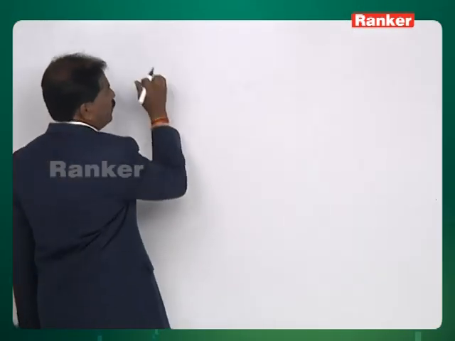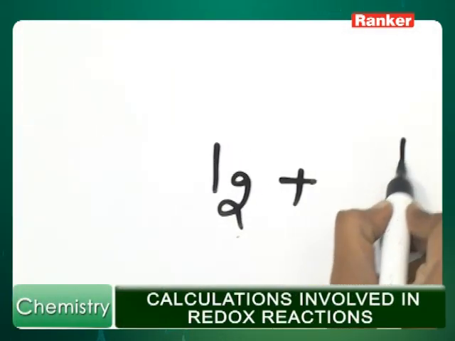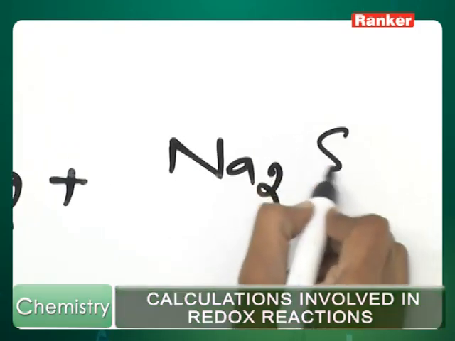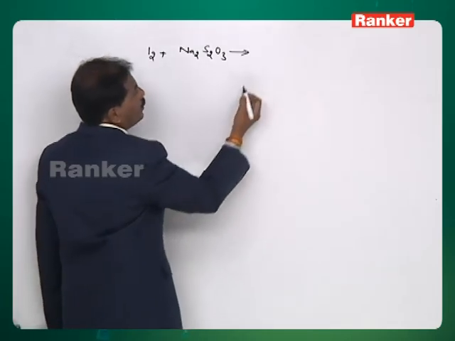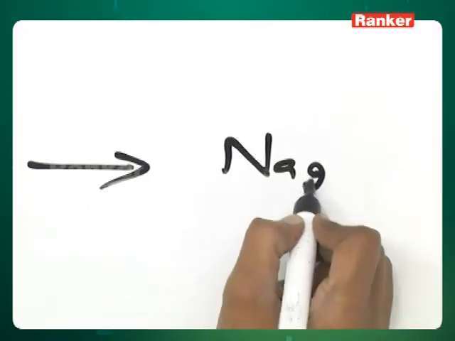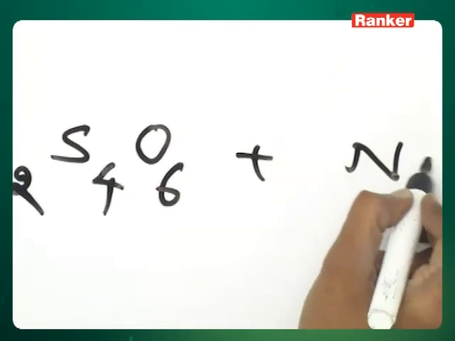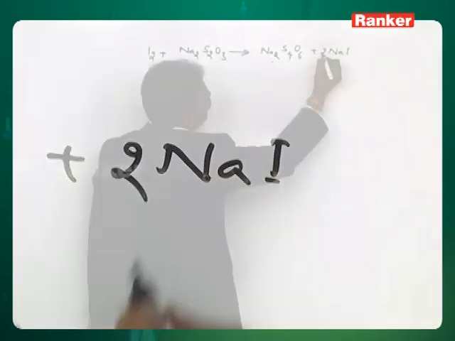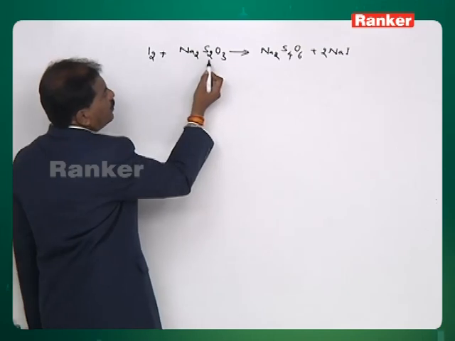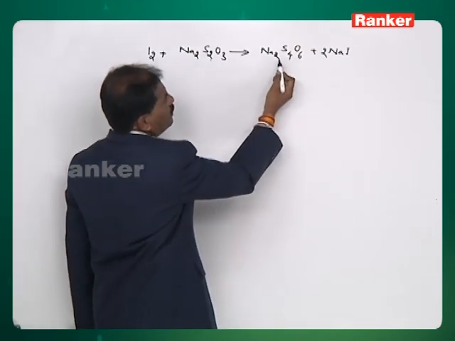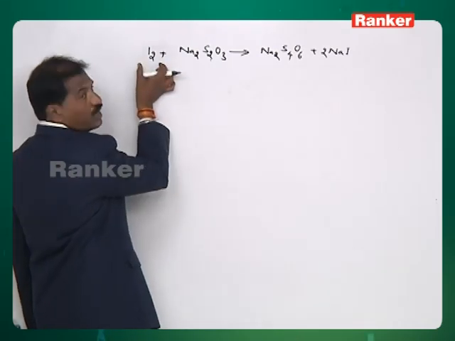Next, let us discuss another example. Iodine is reacting with Na2S2O3. This is hypo. Here the products are Na2S4O6 and sodium iodide. Therefore, upon reaction of iodine with the hypo, sodium tetrathionate and sodium iodide are being formed. Now, what is the valence factor of the iodine?